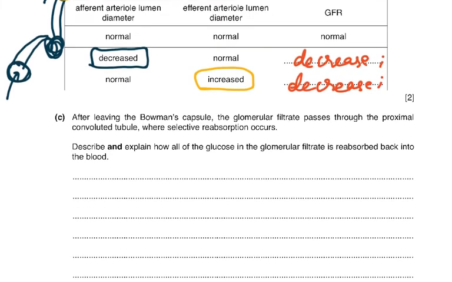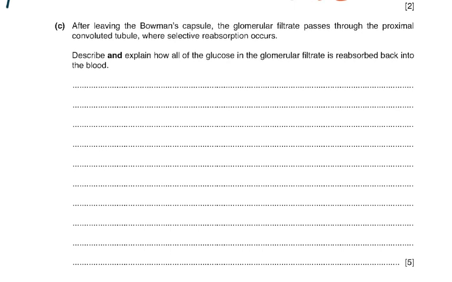Now coming to the C part of the question, after leaving the Bowman's capsule, the glomerular filtrate passes through the PCT, proximal convoluted tubule, where selective reabsorption occurs. Describe and explain how all of the glucose in the glomerular filtrate is reabsorbed back into the blood. Now, it's a very same sort of a question which has come earlier.